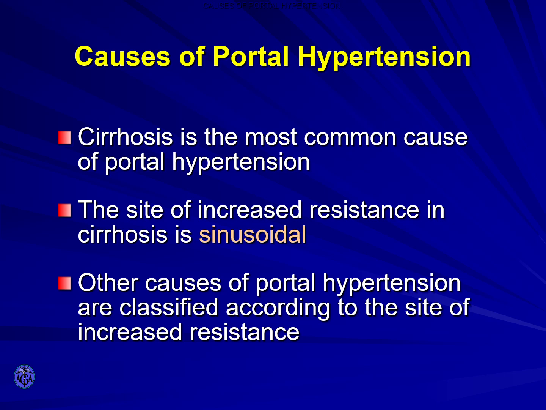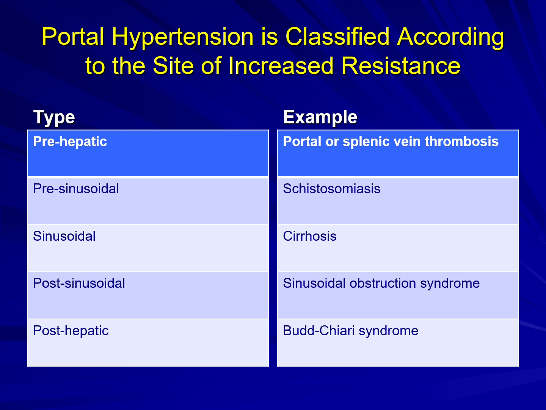So what causes portal hypertension? Cirrhosis is not the only etiology of portal hypertension. It is the most common one, but it's not the only one. As we mentioned before, the site of increased resistance in cirrhosis is sinusoidal. The pressure is at the level of the sinusoids. Other causes of portal hypertension are classified according to the site of increased resistance. This table will give you just examples of other causes of portal hypertension not related to cirrhosis.